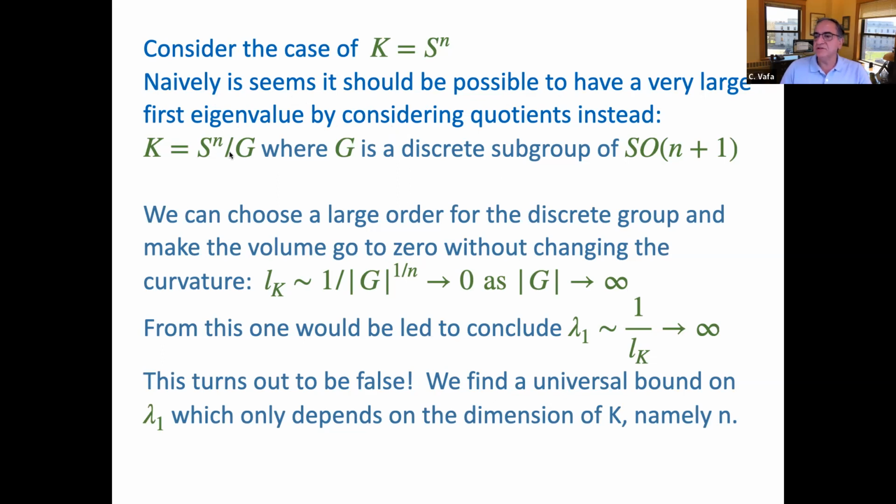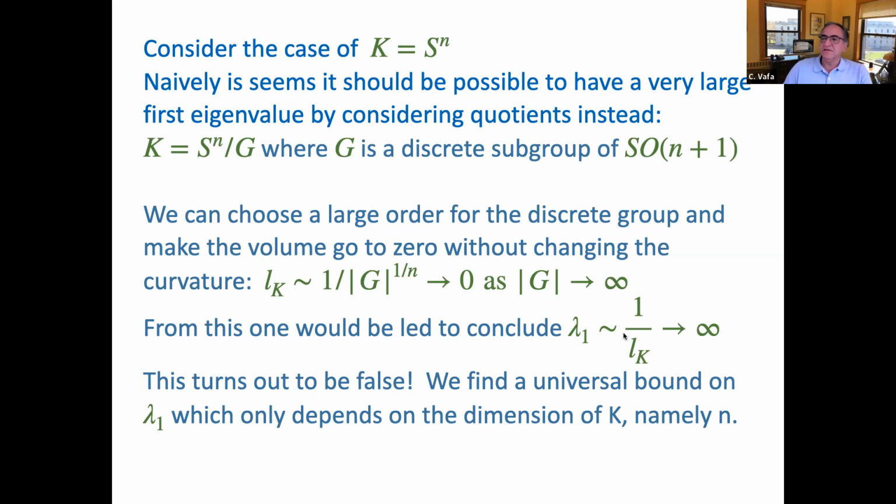You take the sphere and you consider arbitrary quotients, where G is a discrete subgroup of SO(m+1). So you take bigger and bigger quotients, and what happens is that the corresponding volume of this space goes down by the order of the group. And if the volume goes down, you would think that the length scale associated with that sphere also goes down by 1 over the order of the group to the 1 over nth power. So as the order of the discrete group that you're modding out goes to infinity, you would expect the length associated to the internal space to go to 0, and therefore the first eigenvalue, which should go like 1 over the length scale, should go to infinity.